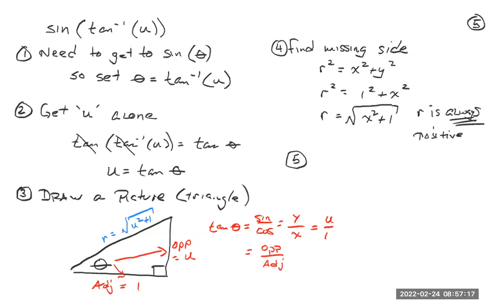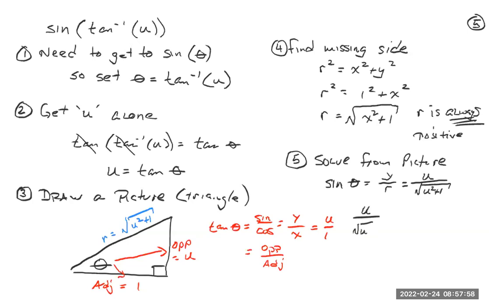And so I can now solve from the picture. Watch how easy this is. Sine of theta is equal to y over r. Y is u. R is the square root of u squared plus 1. And then we're not quite done. You're looking at that going, I can't leave that in the denominator. And you're right. Good for you. So I have to clean it up. So we have u over the square root of u squared plus 1.